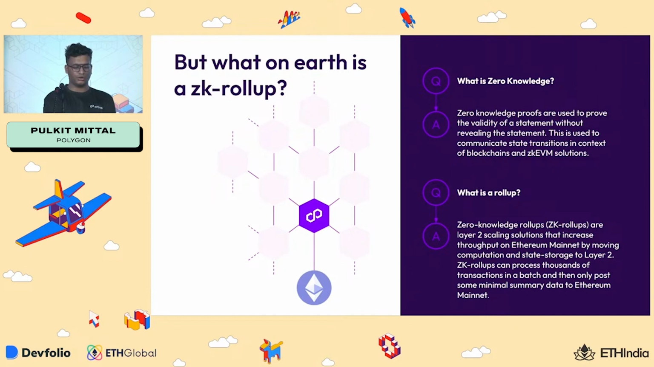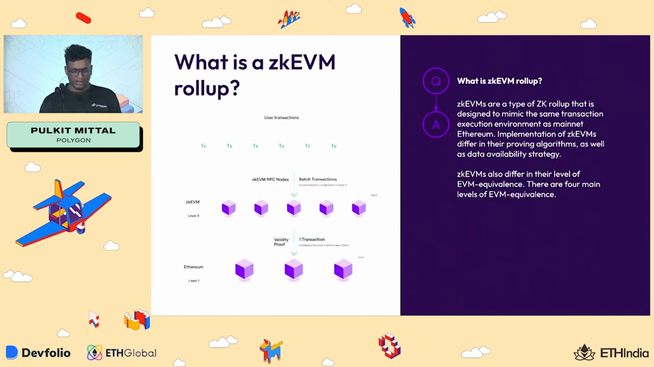So we have talked about zero knowledge, but what exactly is a rollup? Zero knowledge rollups are layer 2 scaling solutions that increase the throughput. Basically, they scale Ethereum by increasing the throughput and reducing the transaction cost. A zkEVM rollup is technically a zk rollup that is designed to mimic the same transaction execution environment as mainnet Ethereum or Polygon POS or any other EVM chain.